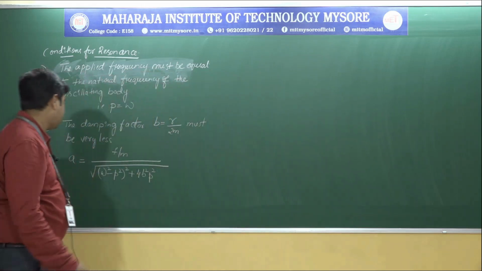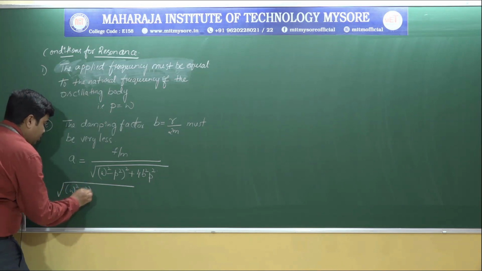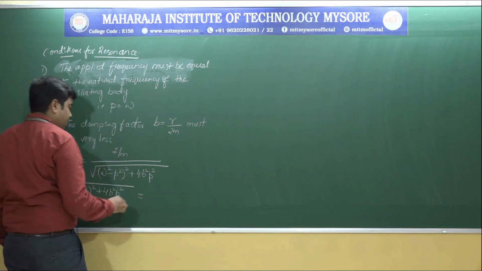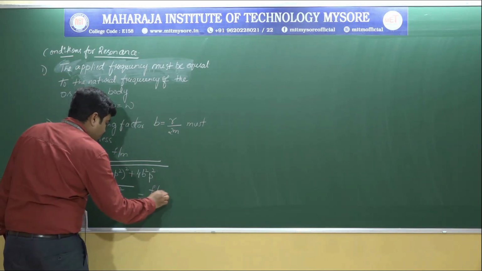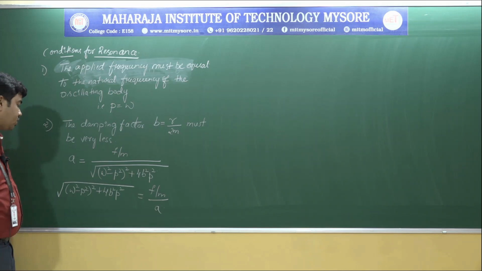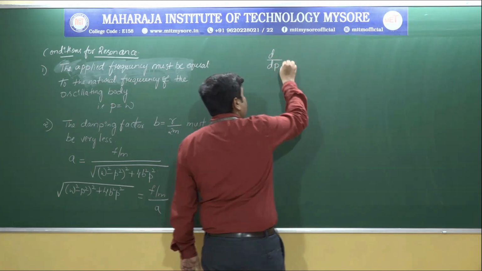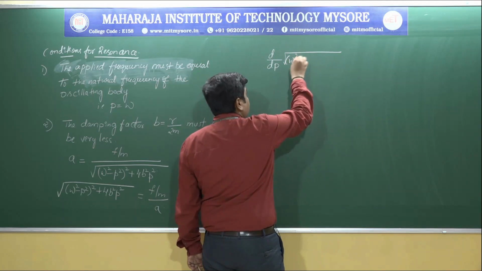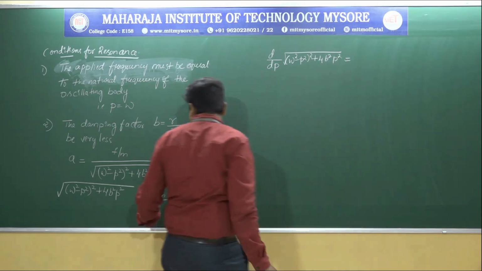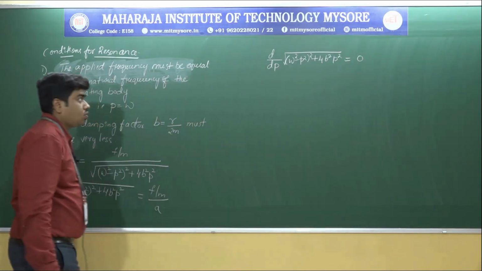Now, this can also be written as square root of (omega square minus p square) whole square plus 4b square p square is equal to (F by m) whole divided by A. Now, we will differentiate this equation with respect to p: d by dp of square root of (omega square minus p square) whole square plus 4b square p square, and this becomes equal to 0.